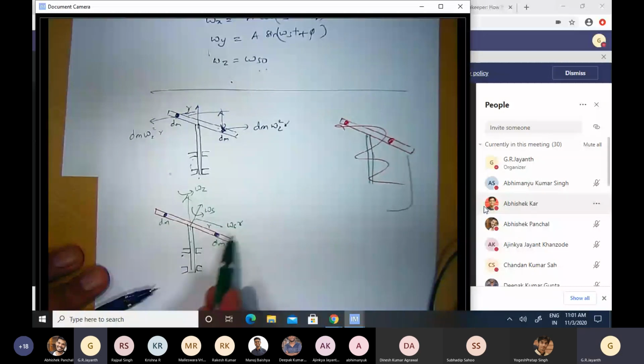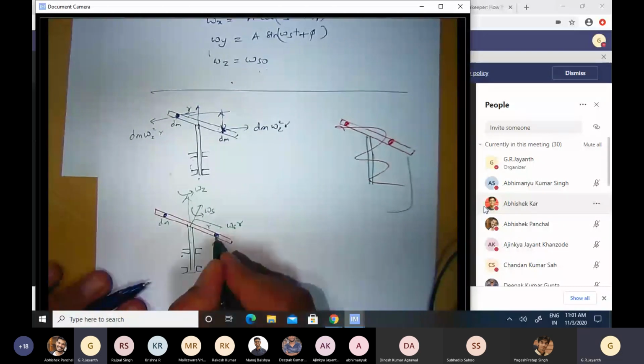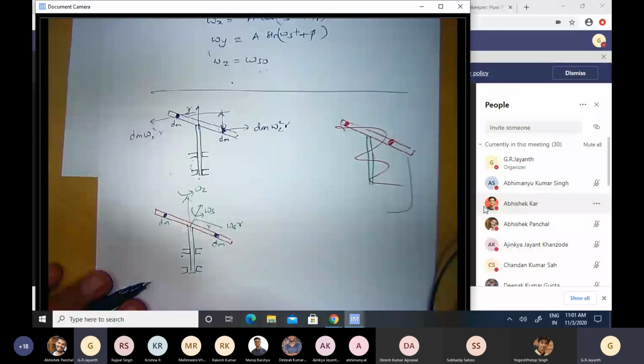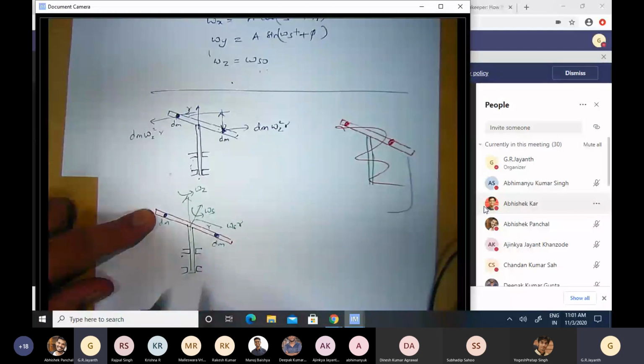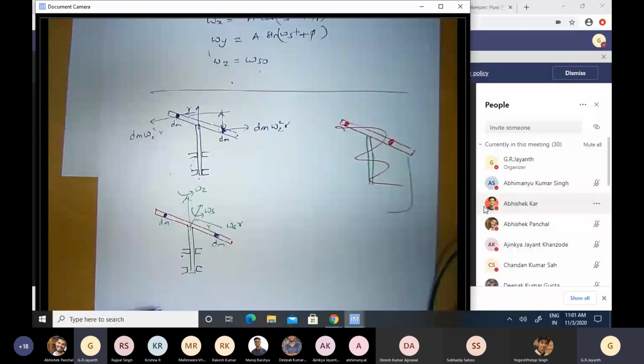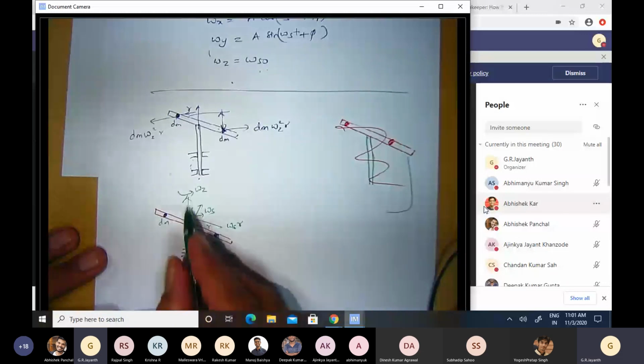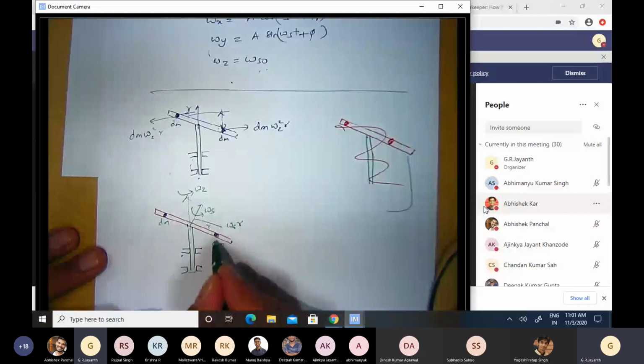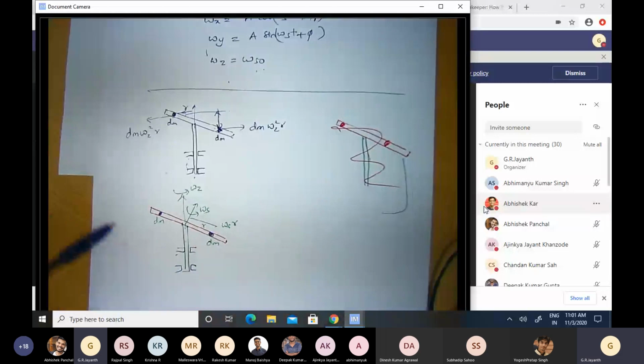Now what is the direction of this velocity? It's along the y-axis. In this particular configuration, it's into the plane of the paper. And this mass here has the speed exactly in the opposite direction. It's coming out of the plane of the paper. So you have omega z pointed up, and then you have this particular velocity vector pointed into the plane of the paper. So what will you experience?